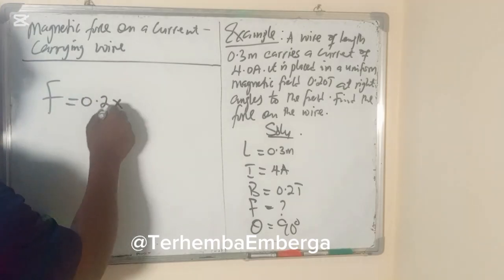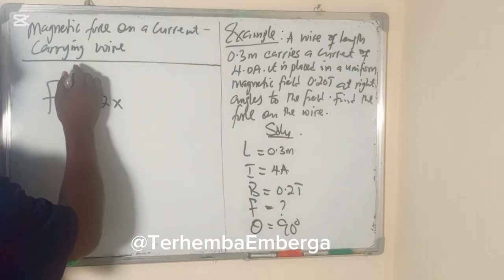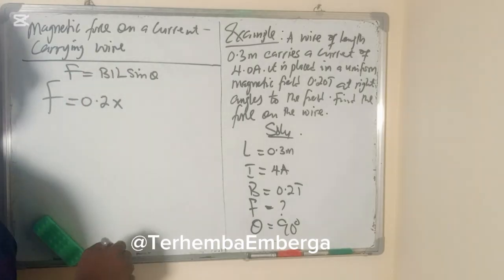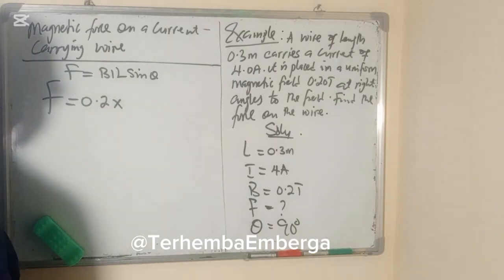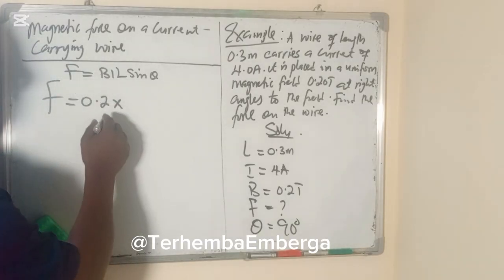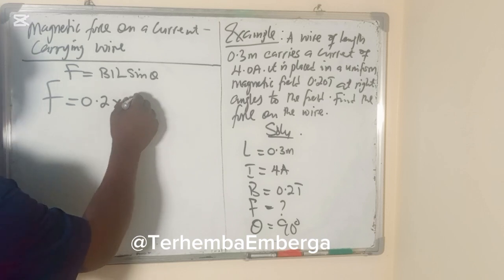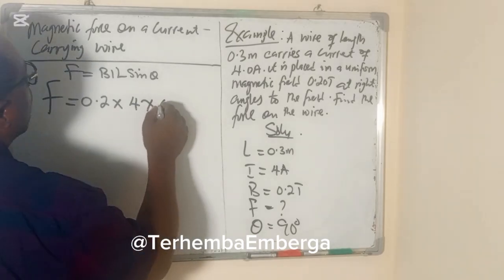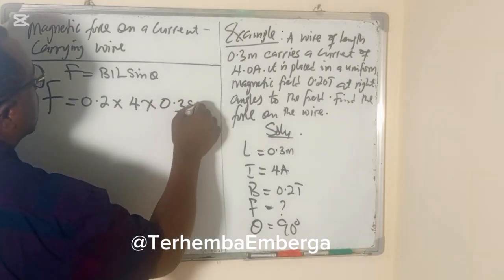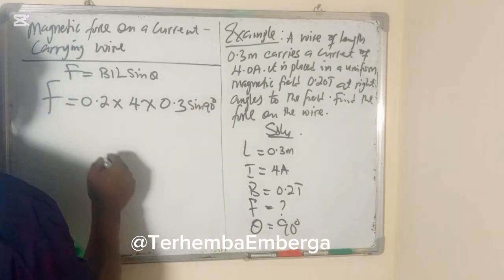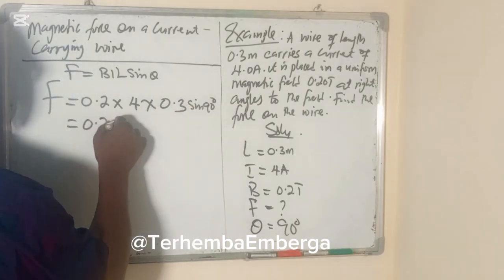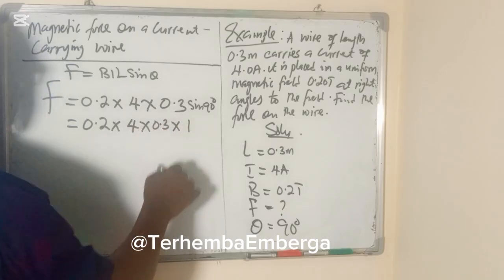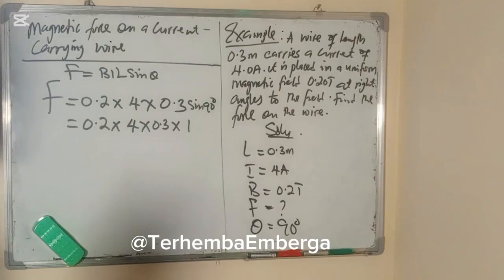remember this is the formula we are using, B I L sine theta. So B is 0.2 times I is 4 times L is 0.3 times sine 90 degrees, which you can write as 0.2 times 4 times 0.3 times 1, because sine 90 is 1.